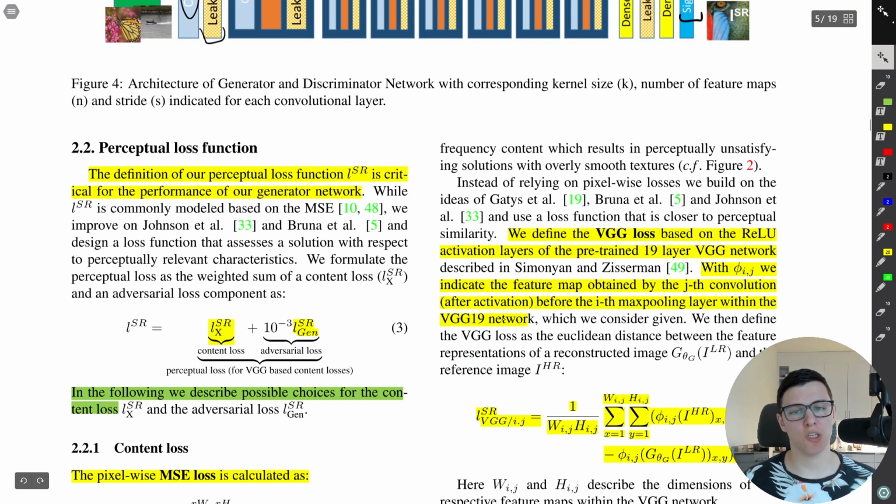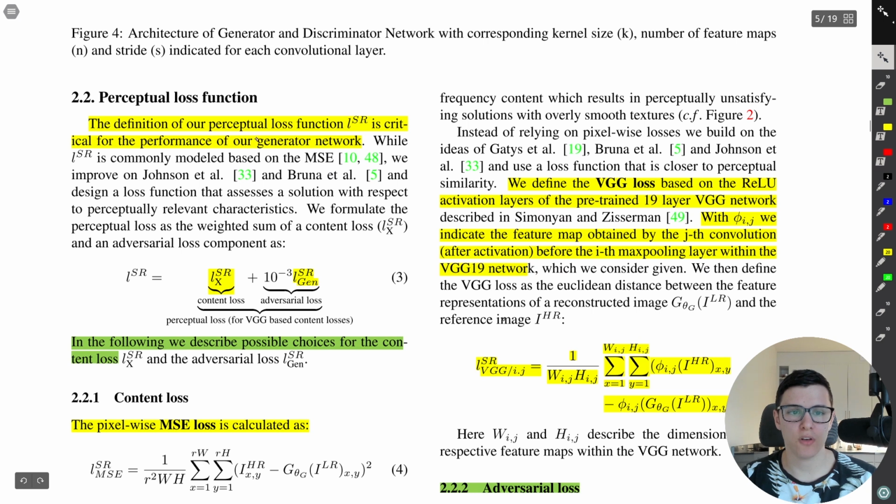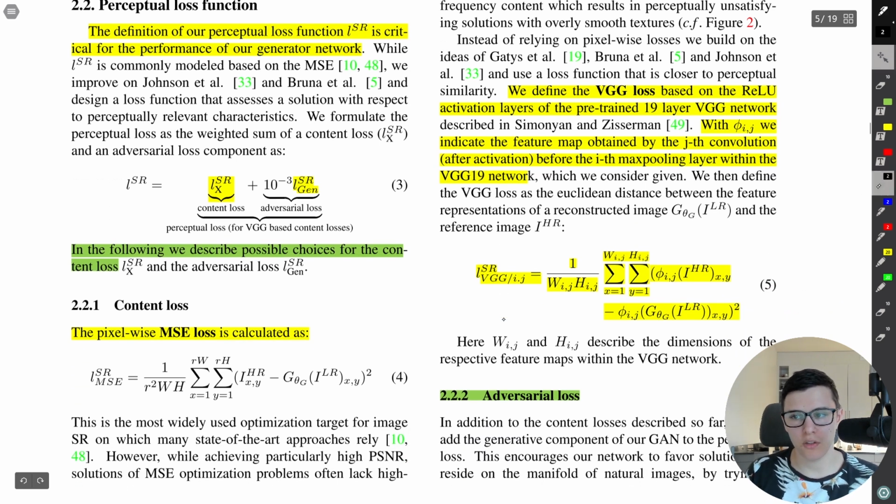So the loss function in this paper is really what's important. It's really what makes the difference, and also what can be quite tricky. They mention here that the definition of our perceptual loss function LSR is critical for the performance of our generator network. So what they do is they take a combination of some LSR X, and we'll see some examples of what X could represent, and then they add an adversarial loss which they multiply by 10 to the minus 3 times the generator loss.